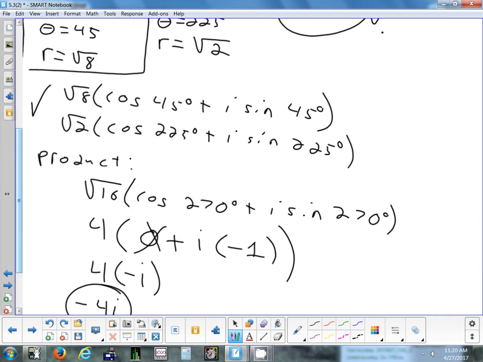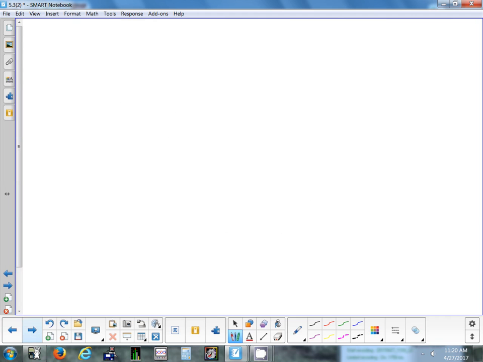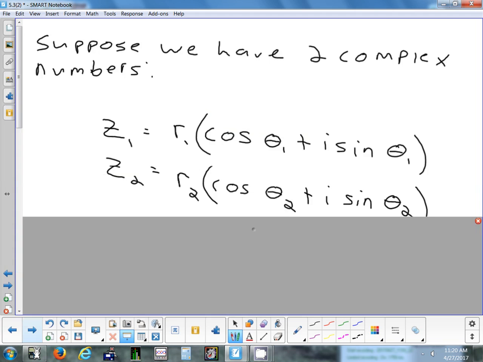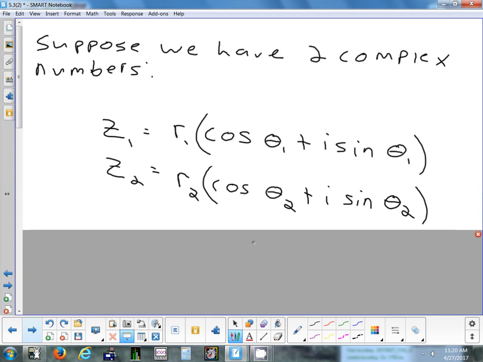All right, so let's look at division. So if you want to write this again, you can, or you can just kind of have an arrow using the same two numbers you had up above. I've got two complex numbers, and this time I'm going to divide them.